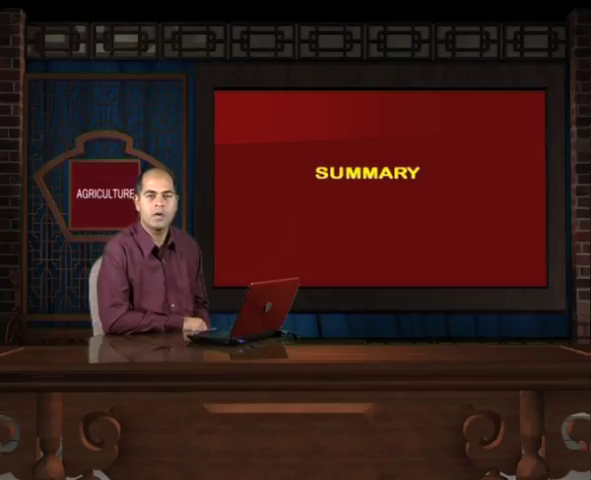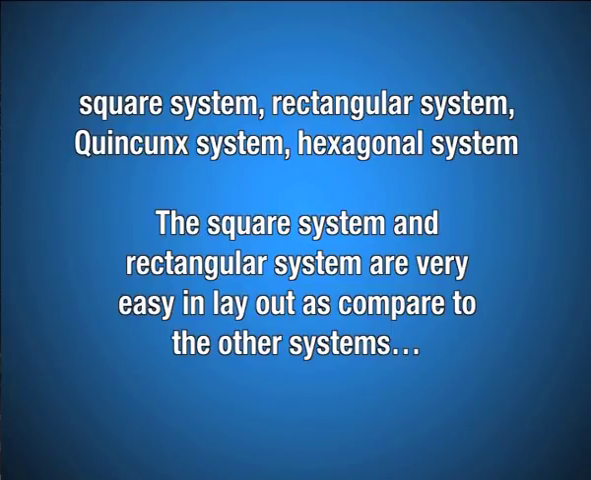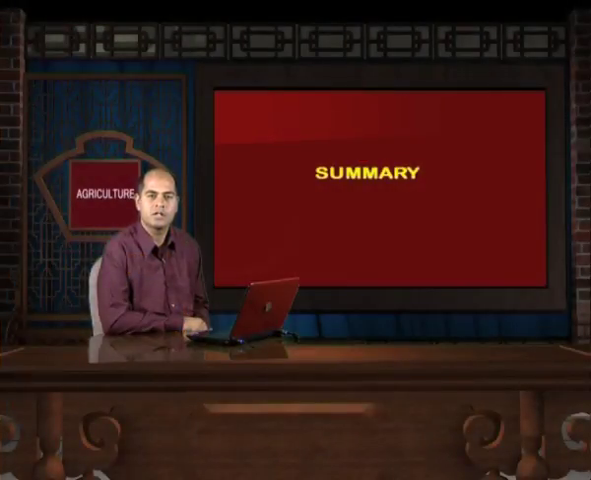Further, we also discussed the various systems of planting, which are the square system, rectangular system, quincunx system and hexagonal system. The square system and rectangular system are very easy in layout as compared to other systems like the quincunx system. When a fifth plant is placed in the square, it is called the quincunx system, and the fifth plant is called the filler tree. The hexagonal system is very difficult in layout and requires very special training, and when the seventh plant is placed in a hexagonal system, it is called septule.